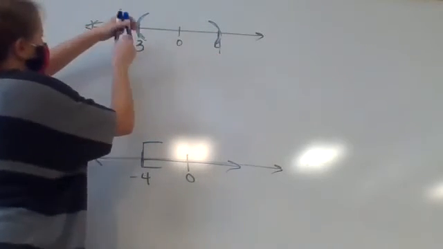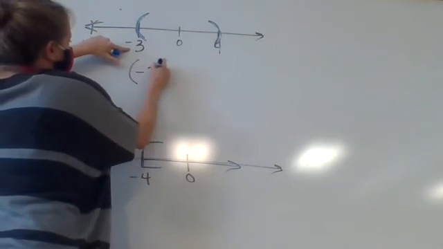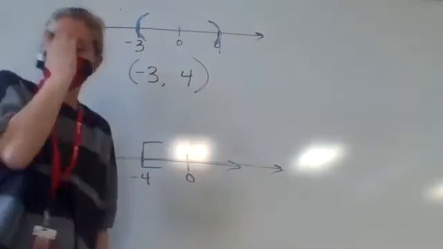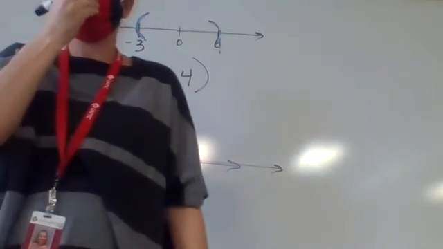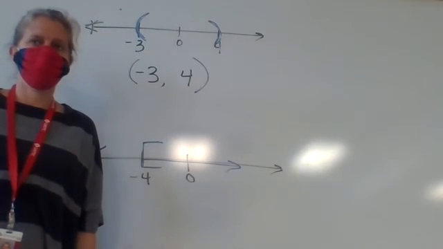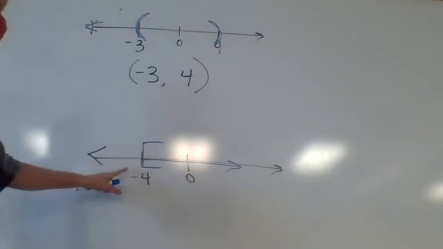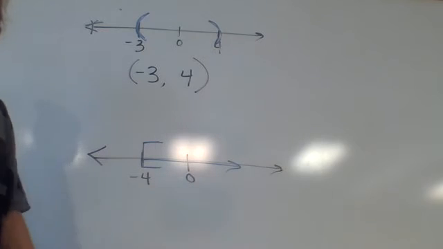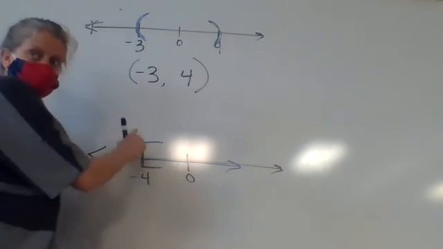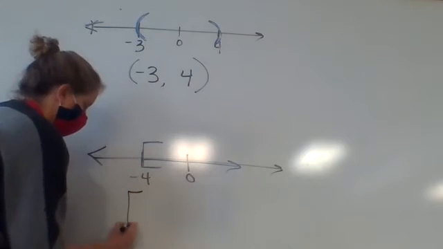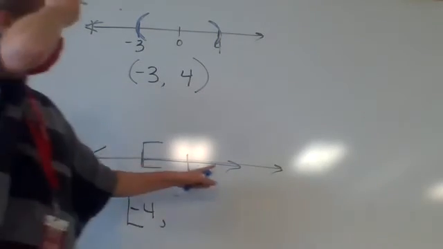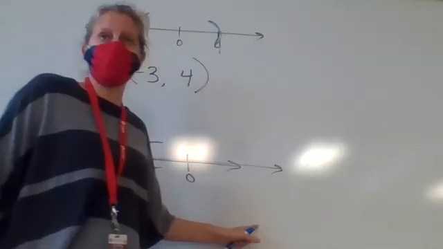So open parentheses, -3, comma, 4, close parentheses. You literally just yank it off the number line. Same thing on this next one. Yank it off the number line. The opening symbol is going to be a bracket, just like it is on this number line. -4, comma, there's not a closing number.